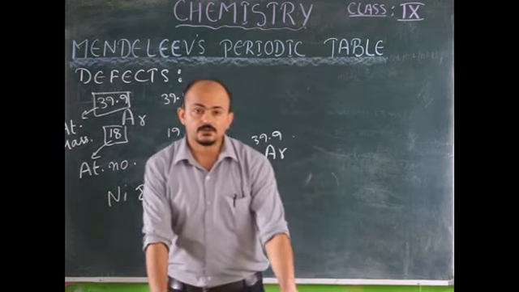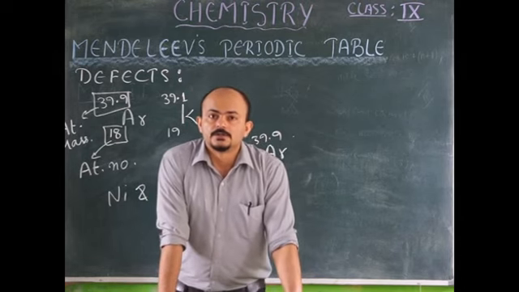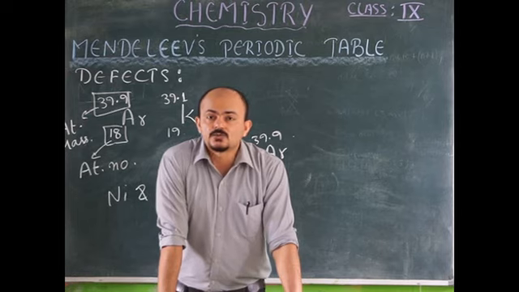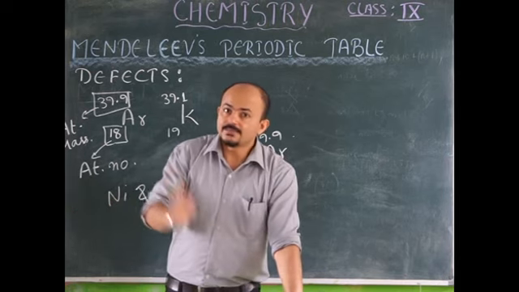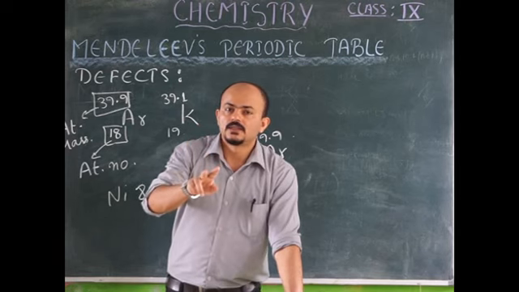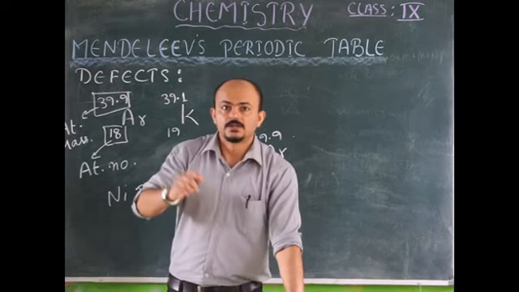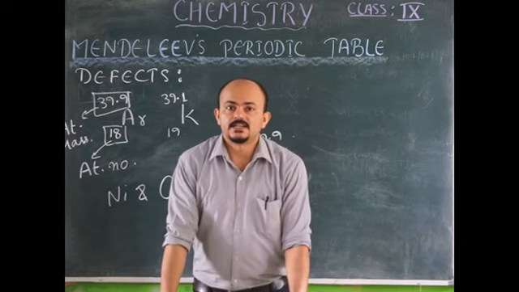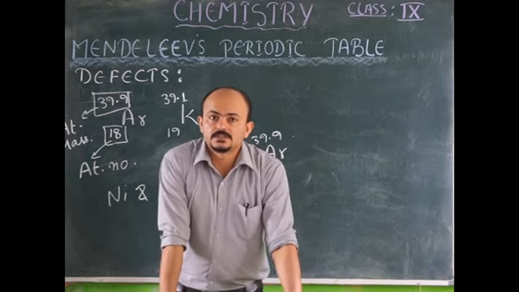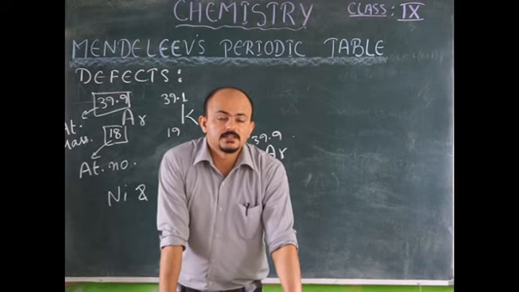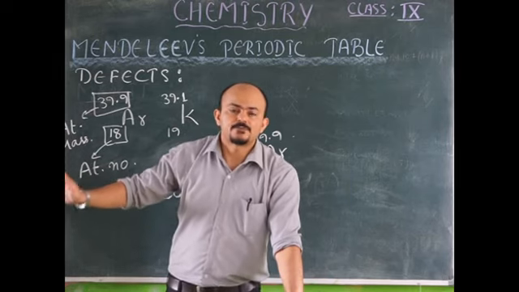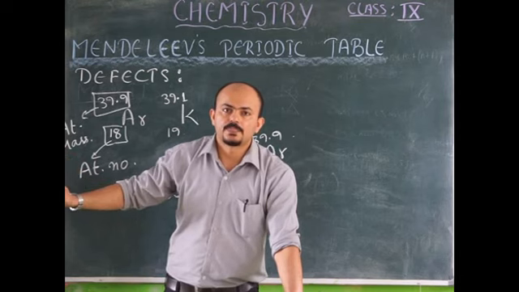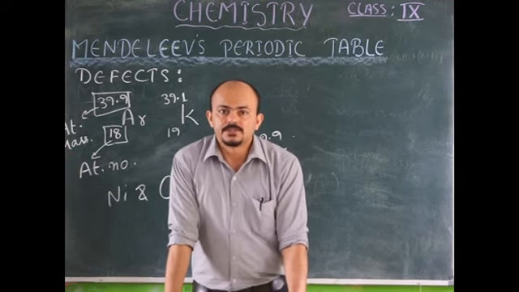Now let's discuss the second demerit of Mendeleev's periodic table, that is isotopes. You know about isotopes? Isotopes are those elements which have the same atomic number but different mass numbers. Now if the same element has different mass numbers, and mass number is considered for the classification of elements in the periodic table, then it is very difficult. Mendeleev was of the view that isotopes of an element should be placed in a separate category or a separate group. But this was not seen in the periodic table.